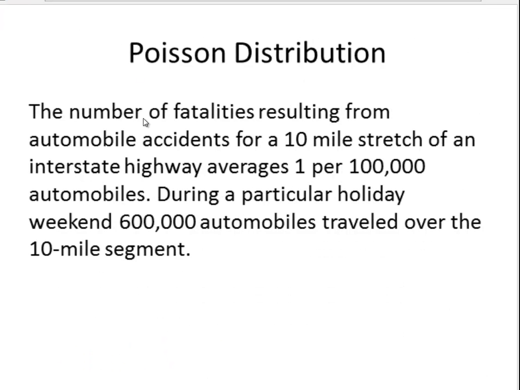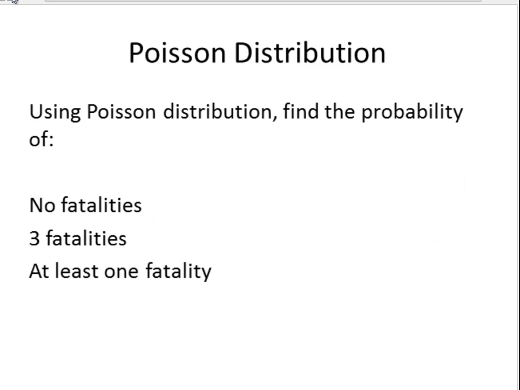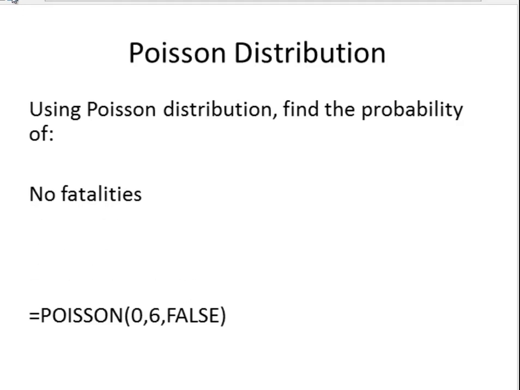So we're going to go over this problem, and it's similar to the one that's in your homework. It says the number of fatalities resulting from automobile accidents for a 10-mile stretch of an interstate highway averages 1 per 100,000 automobiles. During a particular holiday weekend, 600,000 automobiles travel over the 10-mile segment. So using the Poisson distribution, we're going to find the probability of no fatalities, three fatalities, and at least one fatality.